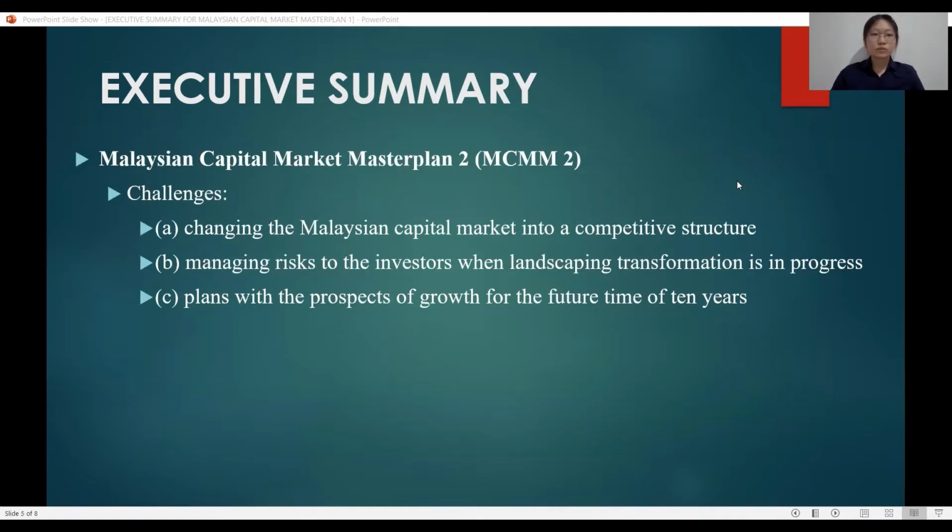Master Plan 2 has recognized 3 main challenges that need to be solved, which are changing the Malaysian capital market into a competitive structure, managing risk to the investor when landscaping transformation is in progress, and planning with the prospect of growth for the future time of 10 years.